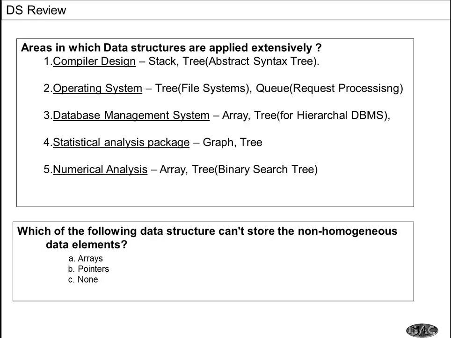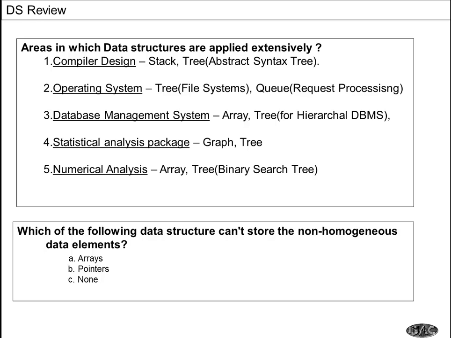One is compiler design. In compiler design, a lot of stack data structure and tree, especially the abstract syntax tree kind of data structure, is utilized very heavily. In the operating system world, the tree data structure again for file system, queue data structure for request processing is used heavily. In the data management system, array data structure and tree for hierarchical DBMS is used. For statistical analysis packages, the graph data structure and the tree data structure are used. For numerical analysis like search, expression evaluation, array and tree data structure is used.